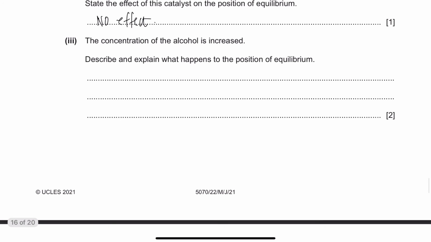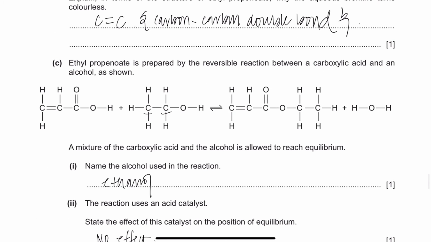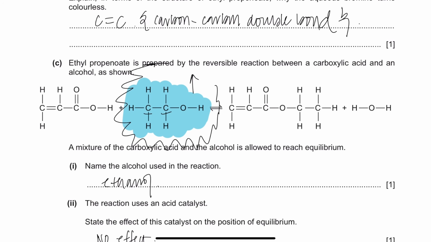Now, the concentration of alcohol is increased. Describe and explain what happens to the position of the equilibrium. Look at this. The concentration of this alcohol right here is increased. If the concentration of the alcohol is increased, the system will want to decrease the concentration of the alcohol. And how will it do that? Let's make this into a big block. Now this is too much, so the system wants to reduce it. So the system will decrease the alcohol by making more products so that it gets used up quickly. Therefore the equilibrium will shift to the right, everybody.